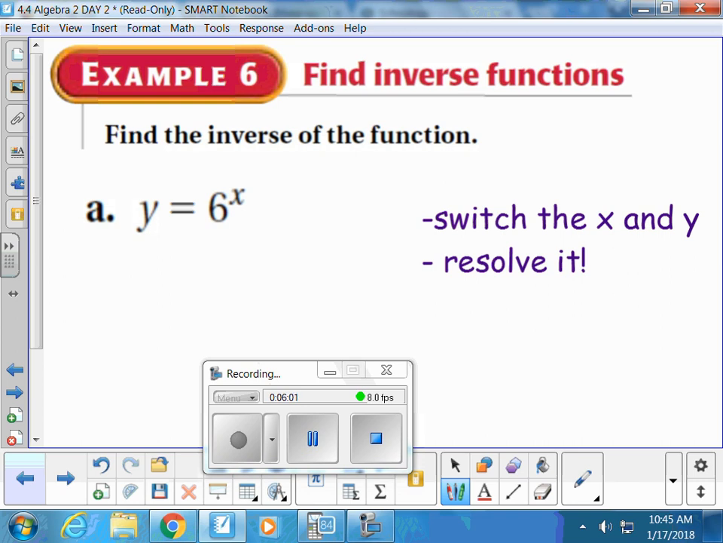Have you heard the song before? Yes. Good. My last class said they had never heard the song, and I swore I had taught it this year. So you switch the x and y, then resolve it. Those are your 2 steps you follow if you want to find an inverse.